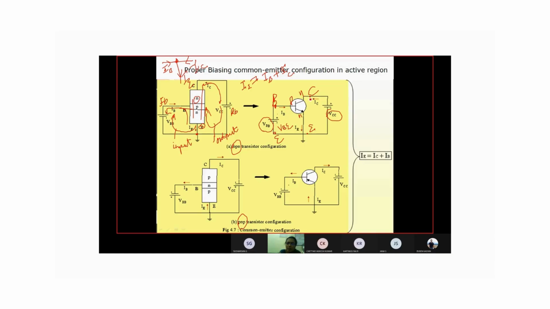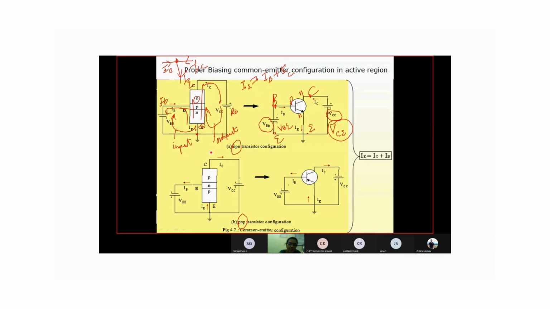Similarly, at the output side, you have the collector and emitter. Instead of VCC, you can name it as VCE also. Both are same. Why? Whatever it may be, we are going to measure the voltage at collector with respect to E. So VCE is the potential difference between collector and emitter. That is the concept. Understood? Yes, ma'am.